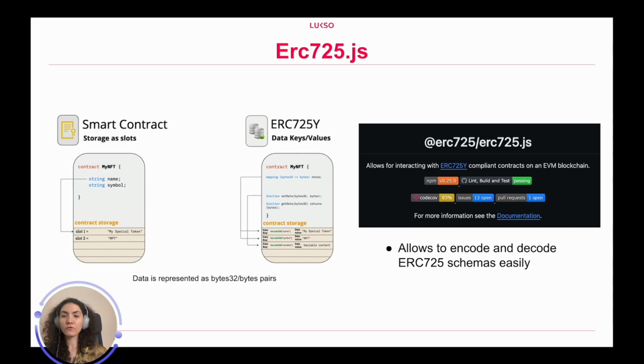In the regular smart contract, the storage is represented as slots. And what happens is that after the deployment, you won't be able to modify the properties of this smart contract. On the ERC725Y smart contract, on the other hand, we have a mapping of data keys to data values to store the data dynamically. This means that even after the deployment of the smart contract, you will be able to update its properties. So in this case, the data is represented as bytes32 to bytes pairs.